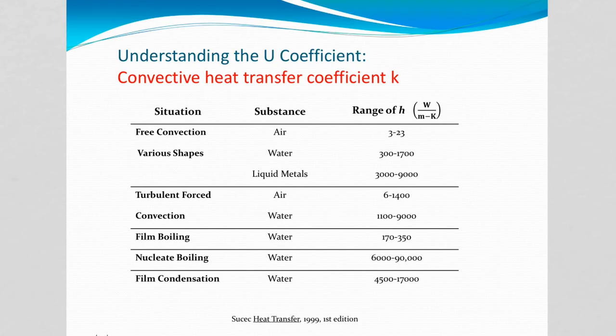And here is a table. You see there are a number of situations. You can have free convection, again, this is about convection, with various shapes. It could be forced convection with a fan, for example, could be for air. Could be natural convection with water, film boiling, nucleate boiling, film condensation. Well, there are all sorts of situations. So when you design something and want to define which H coefficient you are going to apply to your calculation, you look at what case matches your case.